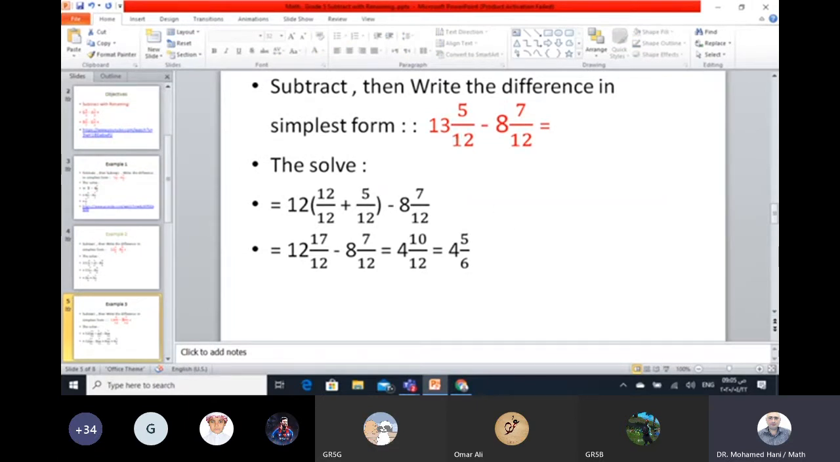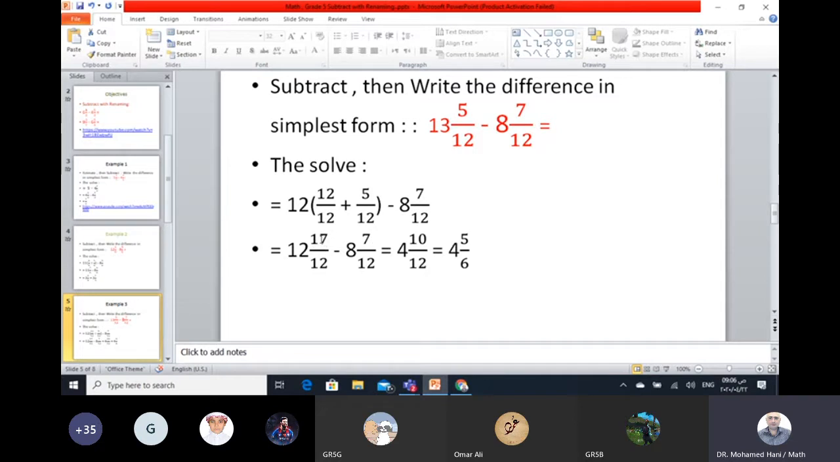Here the same problem: 5 minus 7 is impossible. What I do now is borrow 1 from 13. Take 1 from 13, and 13 will be 12. And change the 1 to 12 over 12, and here we have 5 over 12, minus 8 and 7 over 12. Now here we have 12, and inside the parentheses 12 plus 5 will be 17 over 12, minus 8 and 7 over 12.